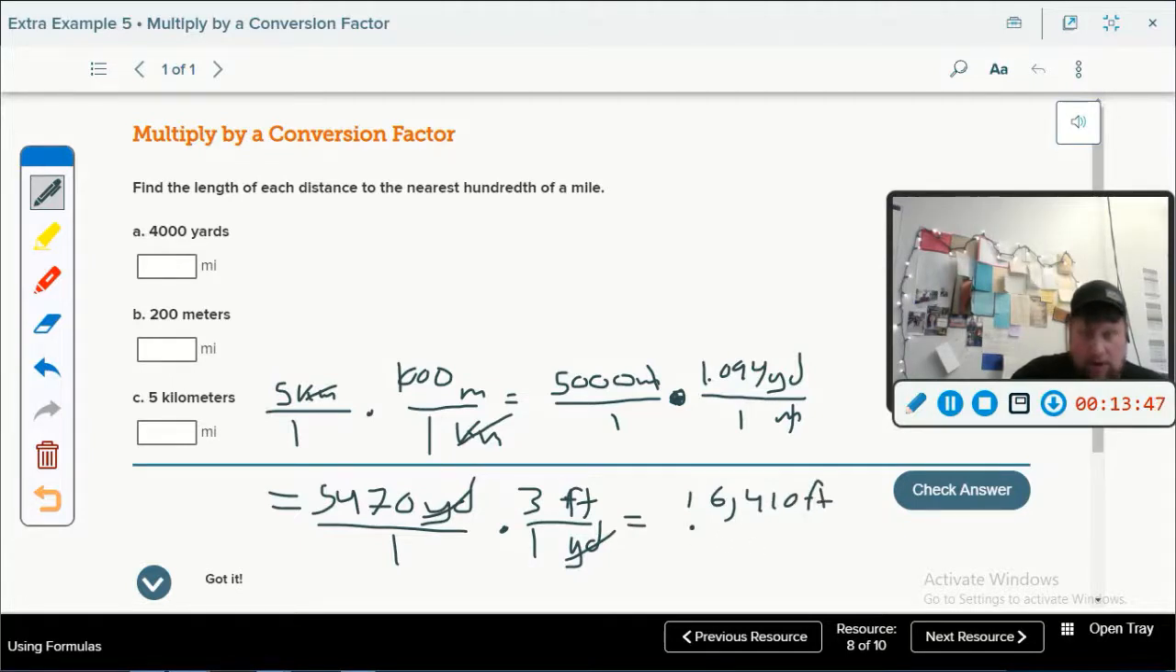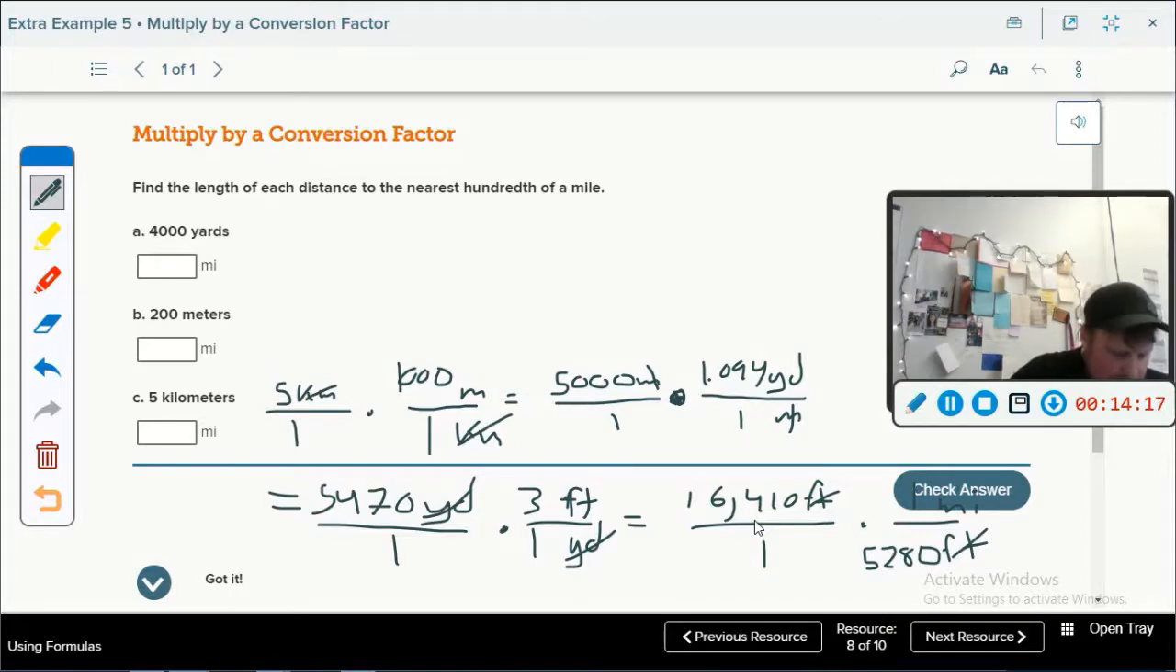And what do I want to do? Put it over 1. And now last, I want to change it to miles. So I'm going to multiply times a fraction, which is miles up top, 1 mile, and over feet, because I want to get rid of the feet. And we know there's 5,280 feet in a mile. So now my feet cancel out. I'm going to have 16,410 divided by 5,280.